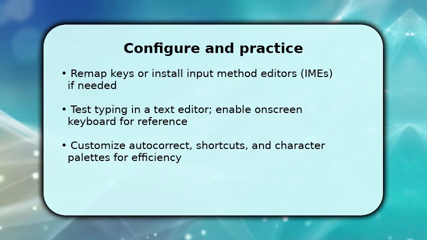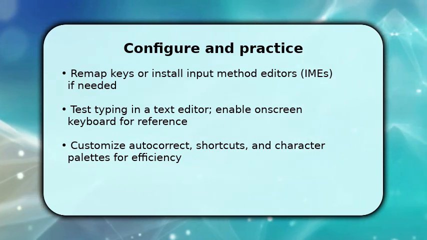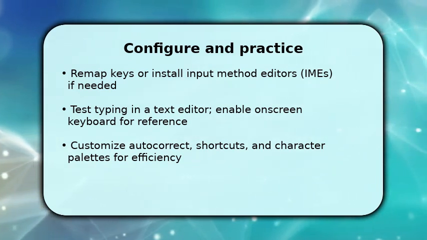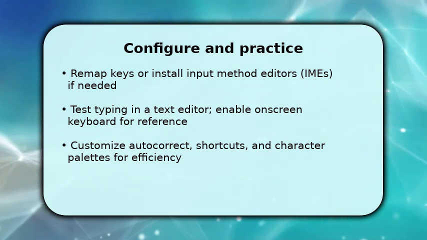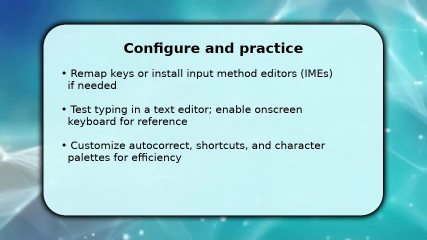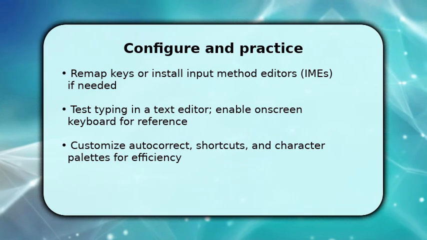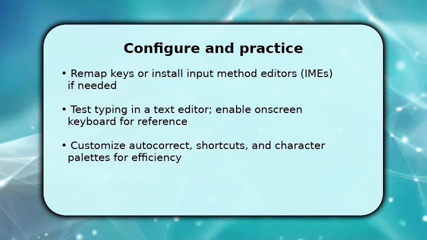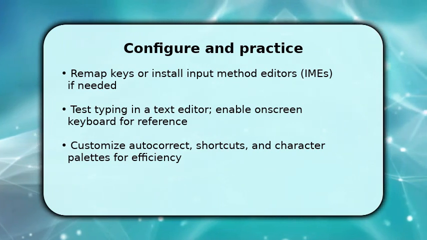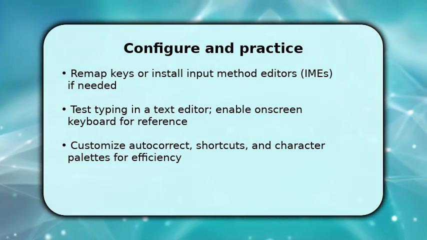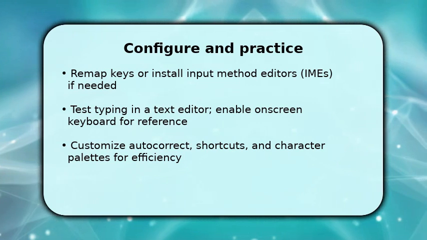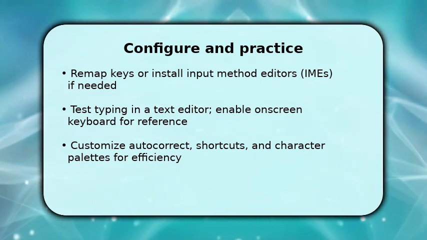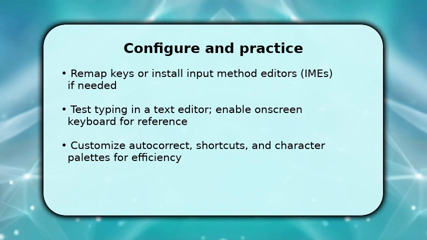Open a text editor and test typing common words and punctuation, because practice reveals surprises like dead keys or alternate diacritics. If available, enable the on-screen keyboard to see exact key output while you learn. Customize autocorrect, text shortcuts, and character palettes to speed typing. For example, set a shortcut for an accented letter. Once comfortable, try typing full sentences to build muscle memory.